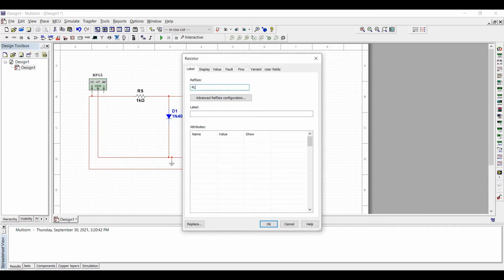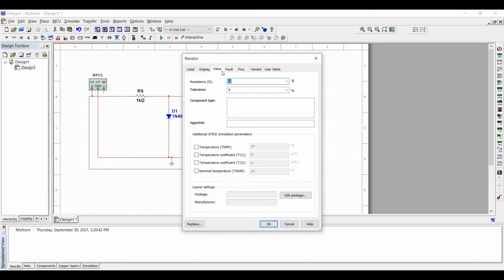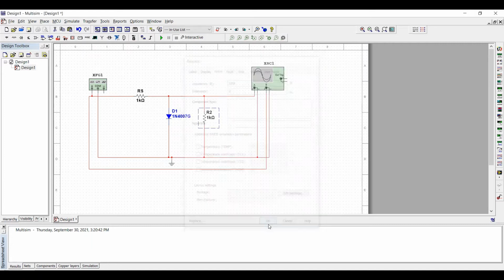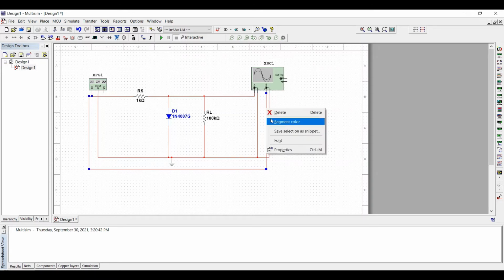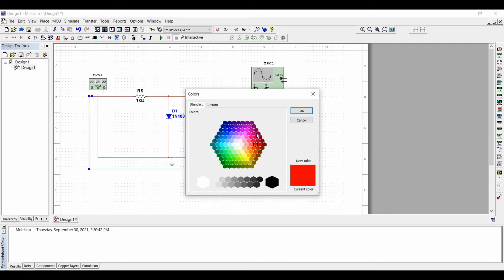Its value is 100K, so change the value to 100K. OK. You have changed it. Now both your output and input which you will be seeing on the CRO are with red wires. So you just need to change the wire. For that, click on channel B, wire, segment color, and change your segment color.